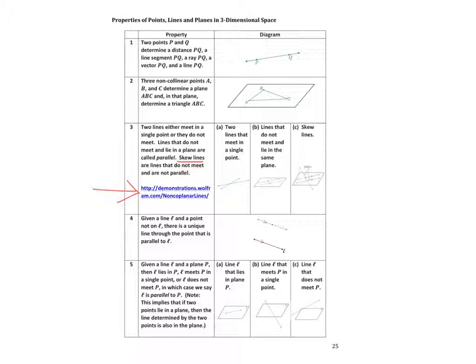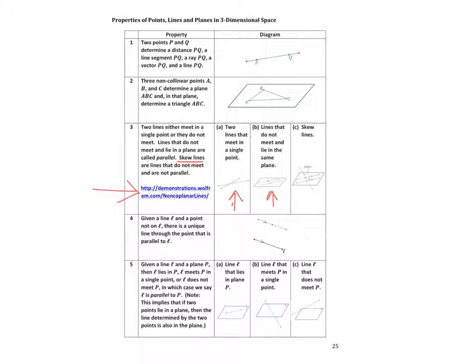Okay, by all means, please take a look and evaluate that. So 2 lines that have a single point intersect like this. Lines that do not meet and lie in the same plane are parallel, and then you have skew lines that don't have a relationship.